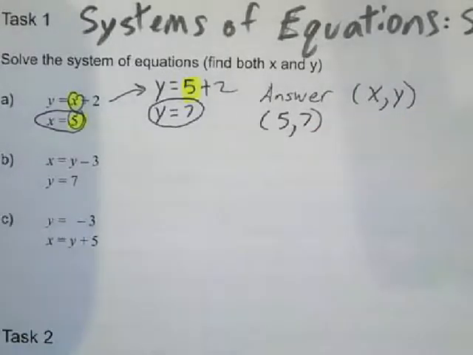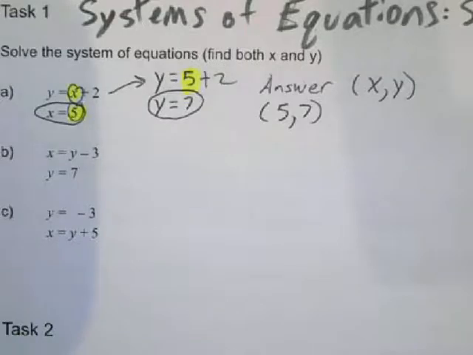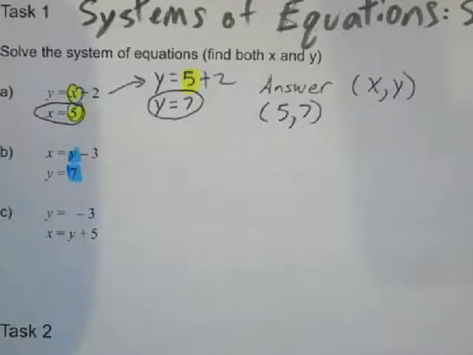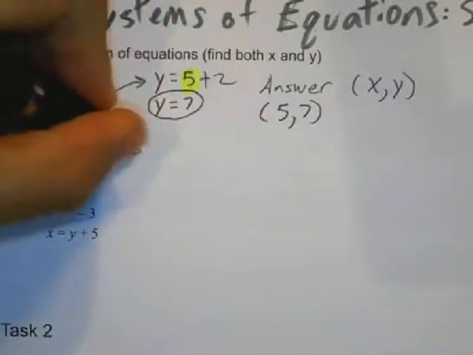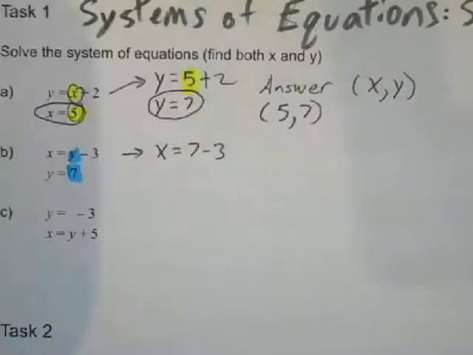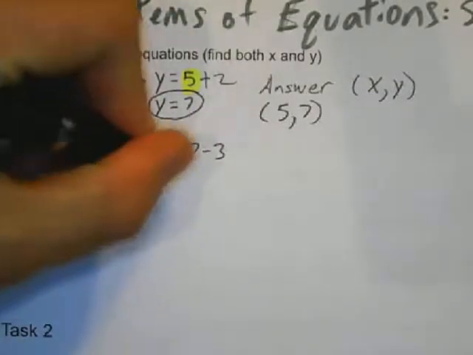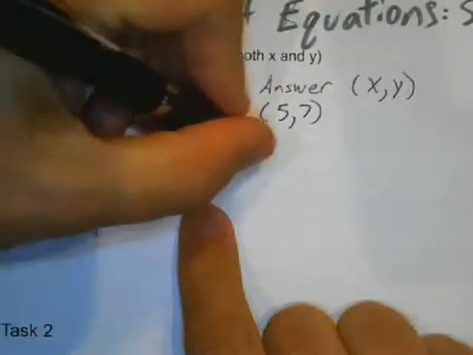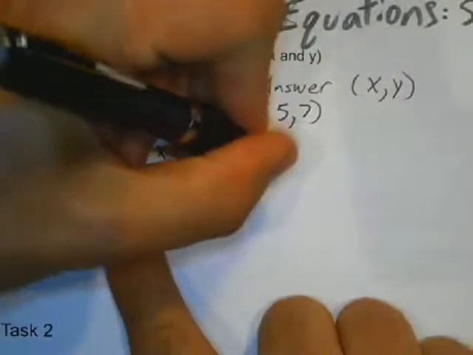All right, next one. Same sort of thing. Y is equal to 7. Substitute that in there. So now I know that x equals 7 minus 3. And now I know that x equals 4, and then I'm going to put it in my parentheses. My answer is 4 comma 7.